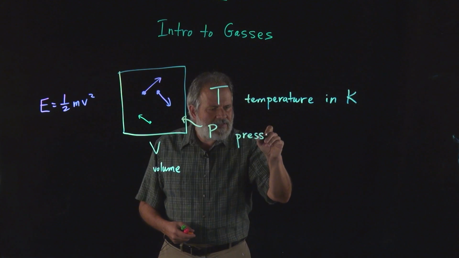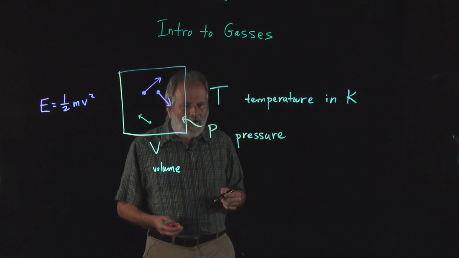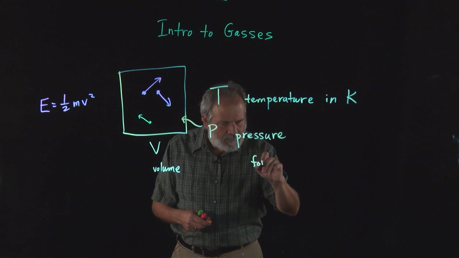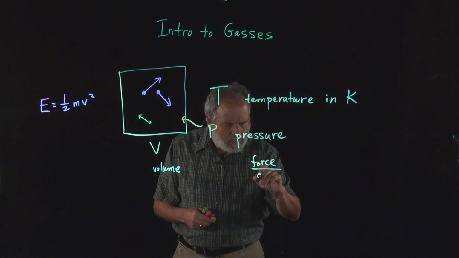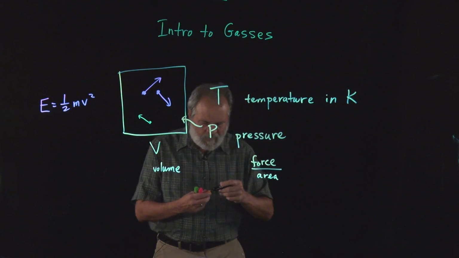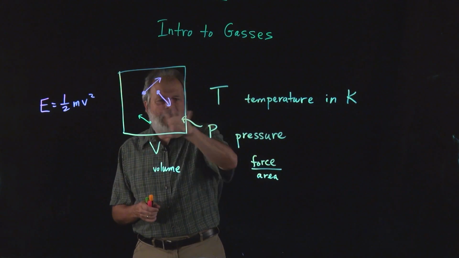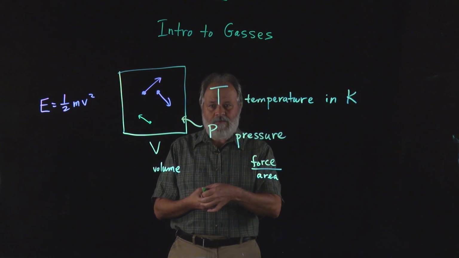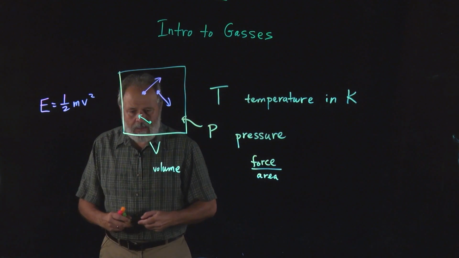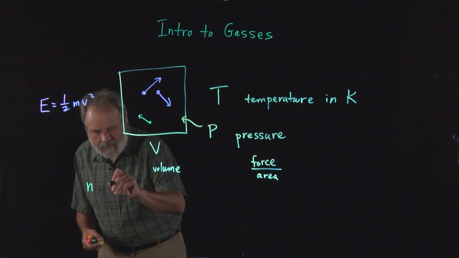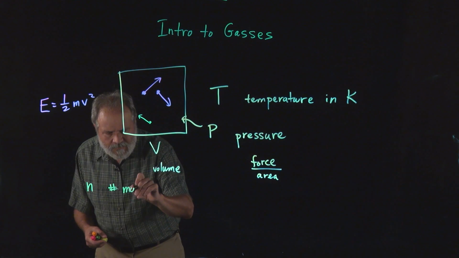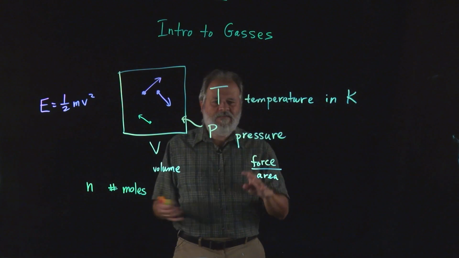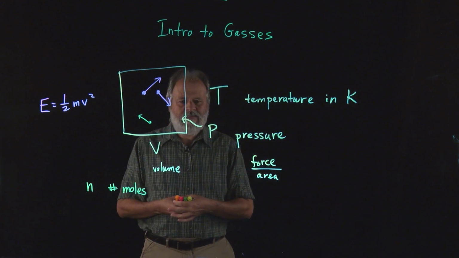So this is force per unit area. The more particles we have in here, the more collisions we have, the higher the pressure is going to be. So that's the last variable we need to indicate by a variable. n is the number of moles. So all four of these variables are important in characterizing the gas.